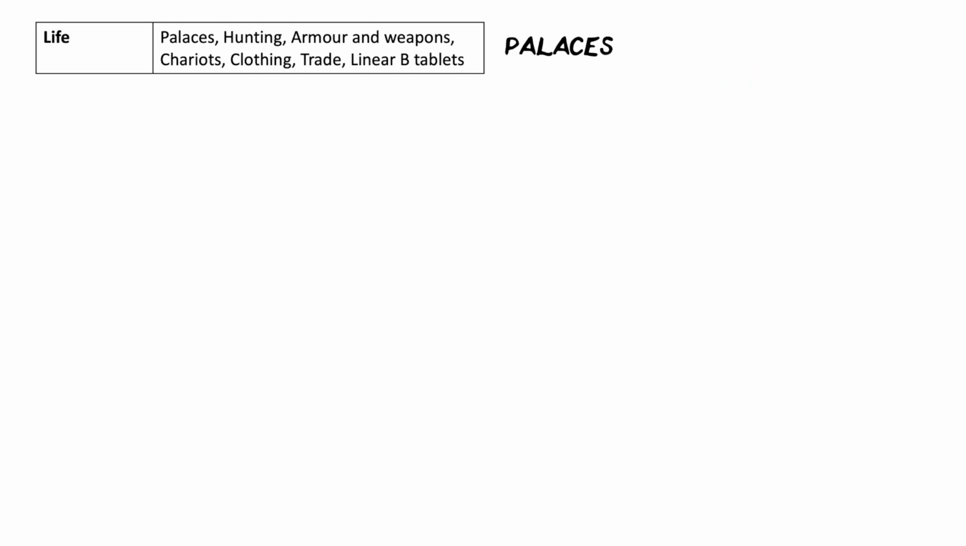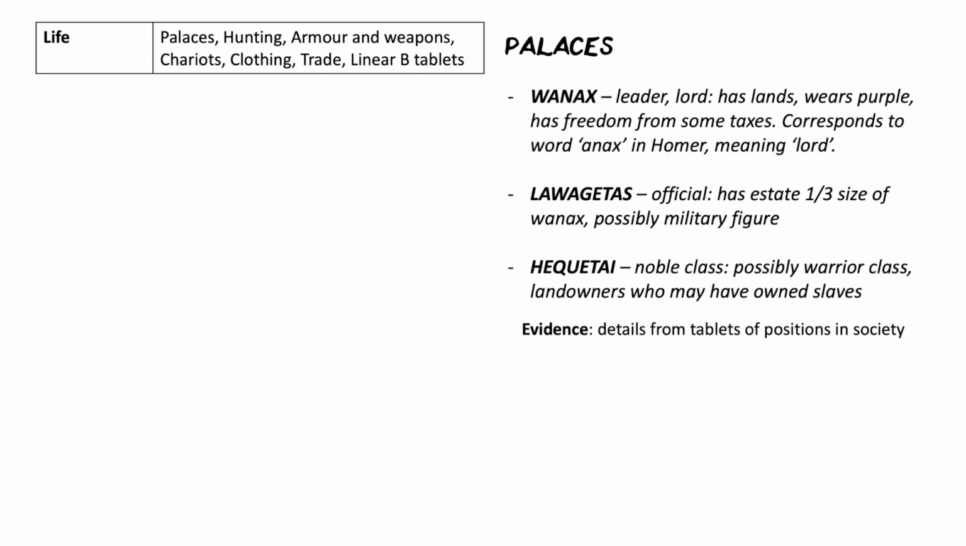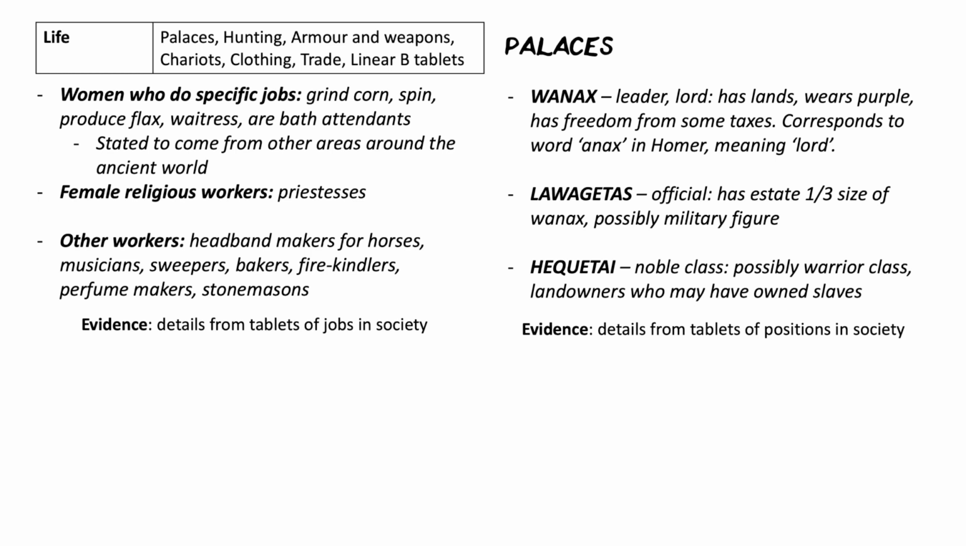Now, other evidence for palaces might be evidence from the Linear B tablets of positions in society, like the Wanaks, the Lawagetas, and the Hecatai, or perhaps evidence from the Linear B tablets of jobs within the society in the palace. There are women who do specific jobs listed. They grind corn, they spin and produce flax, they waitress, they are cupbearers, they are bath attendants, and they're also stated to come from other areas around the world, suggesting they may even be enslaved.